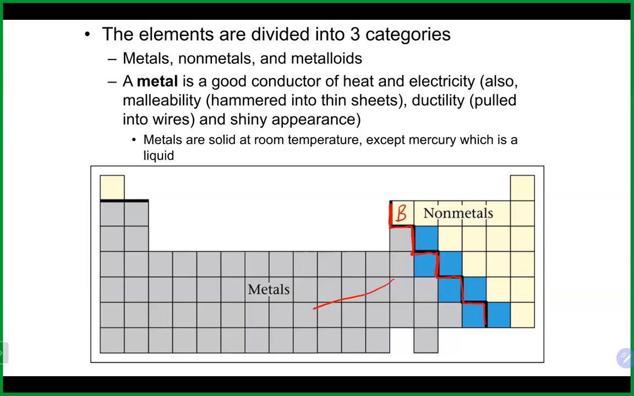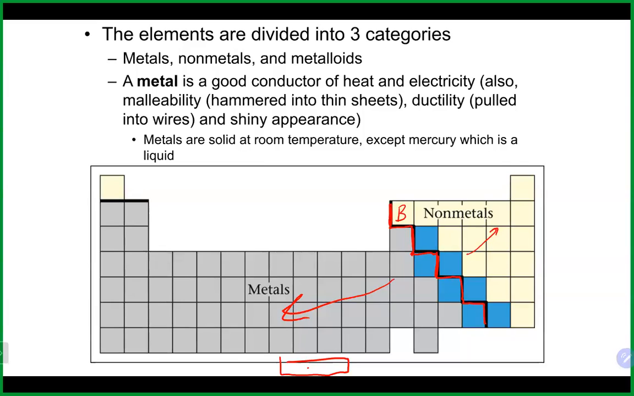Usually to the left of the staircase is where we find metals. Also, the two rows on the bottom are actually metals as well. So on the bottom here, there's a couple of rows. Those are metals as well. To the upper right of the staircase are nonmetals, and on the staircase there are metalloids.